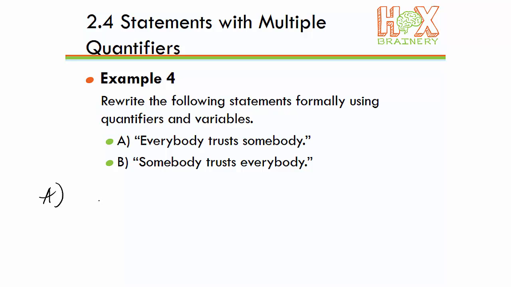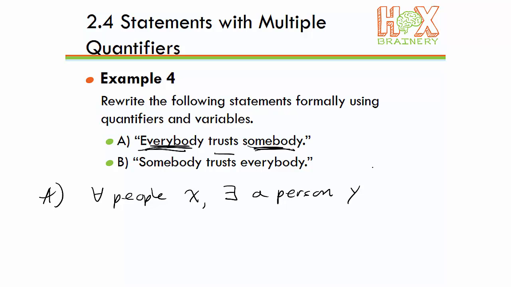So for part A, everybody trusts somebody. Everybody, that's your universal part. So for all people X, somebody suggests an existential. So there exists a person, somebody, there exists a person Y, and then trust is the property here, such that X trusts Y. So that's how you would write that more formally.